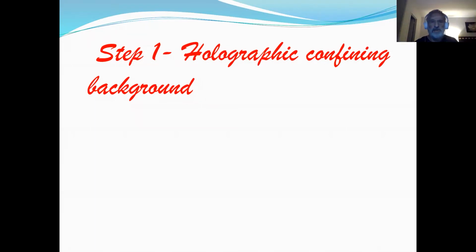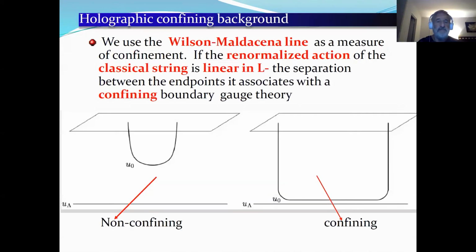Okay, so let's go to the first step. The first step is to define a holographic confining background. Everybody here knows what holography is, I don't have to repeat it, but the question is, how do we define a holographic confining background? What I'm using is the Wilson line, or we may call it the Wilson-Maldacena line.